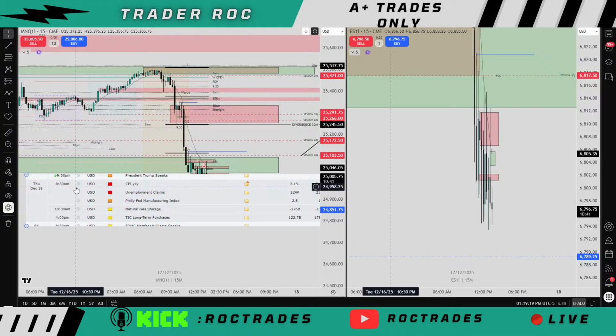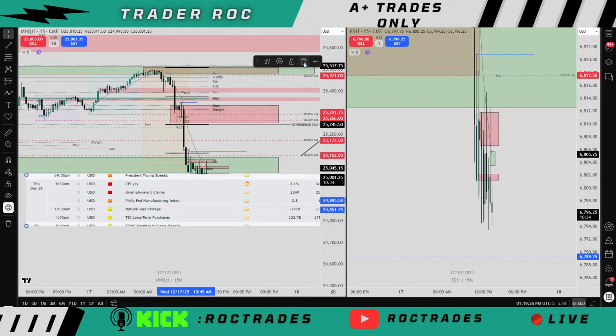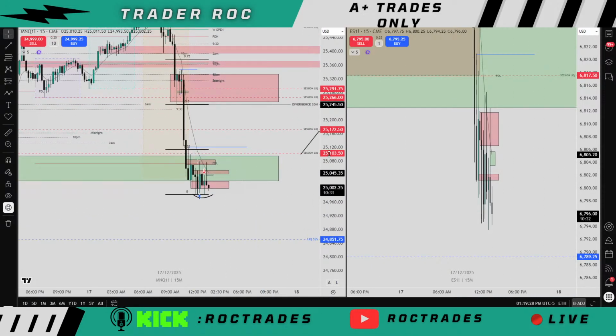But as you see, tomorrow CPI is at 8:30, and then unemployment claims after that, it should be in the clear, and we'll see what tomorrow brings. We'll go from there.